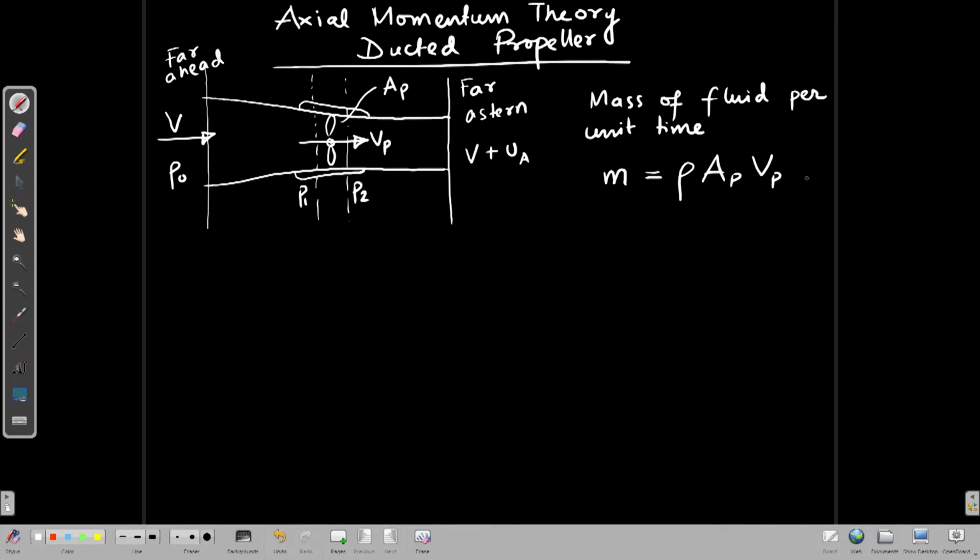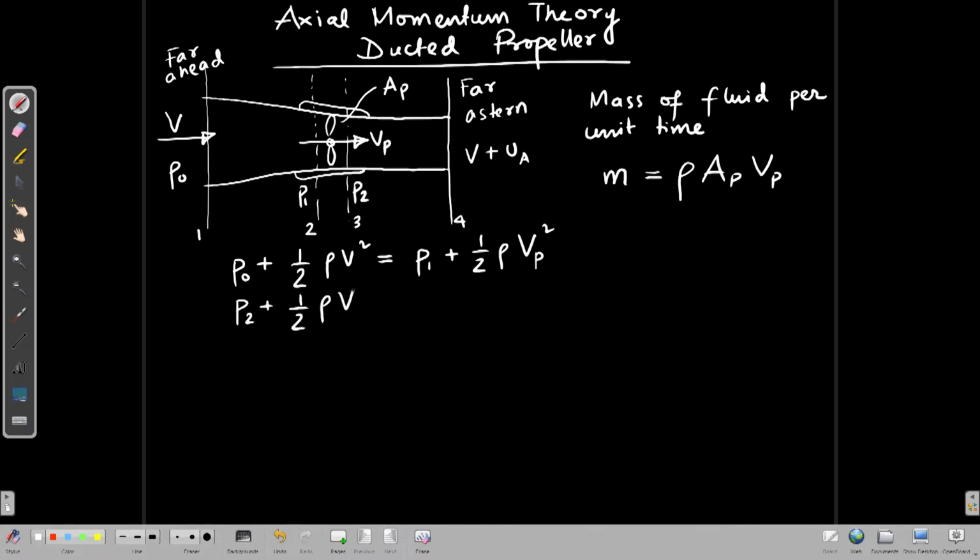Now let us apply Bernoulli's equation between the sections 1 and 2 ahead of the disc, that means in front. Here we can write P0 plus half rho V square equals P1 plus half rho Vp square, right? And similarly, we can apply Bernoulli's equation between the two sections at locations 3 and 4 behind the disc, and then we will have P2 plus half rho Vp square equals P0 plus half rho, total velocity far astern, V plus ua, whole square.